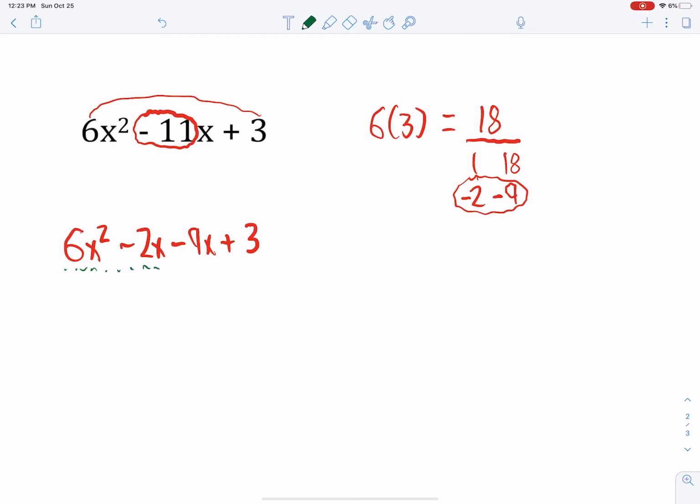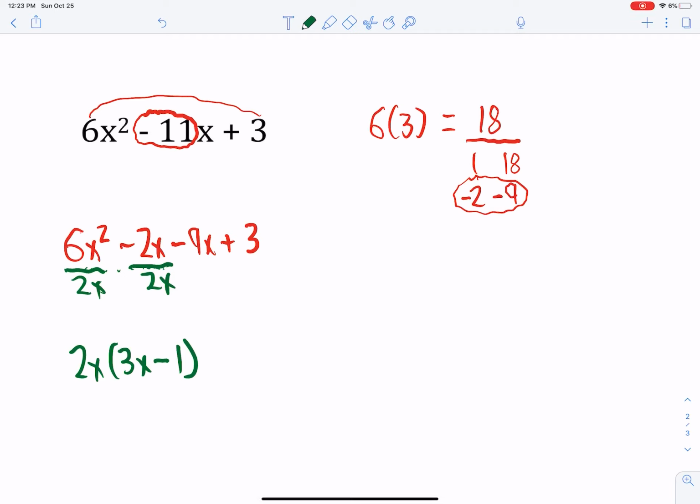From our first group, 6x squared minus 2x, you could factor out a 2 and an x from each one of those. 6x squared divided by 2x is 3x. And then we have a minus 2x divided by 2x is 1.